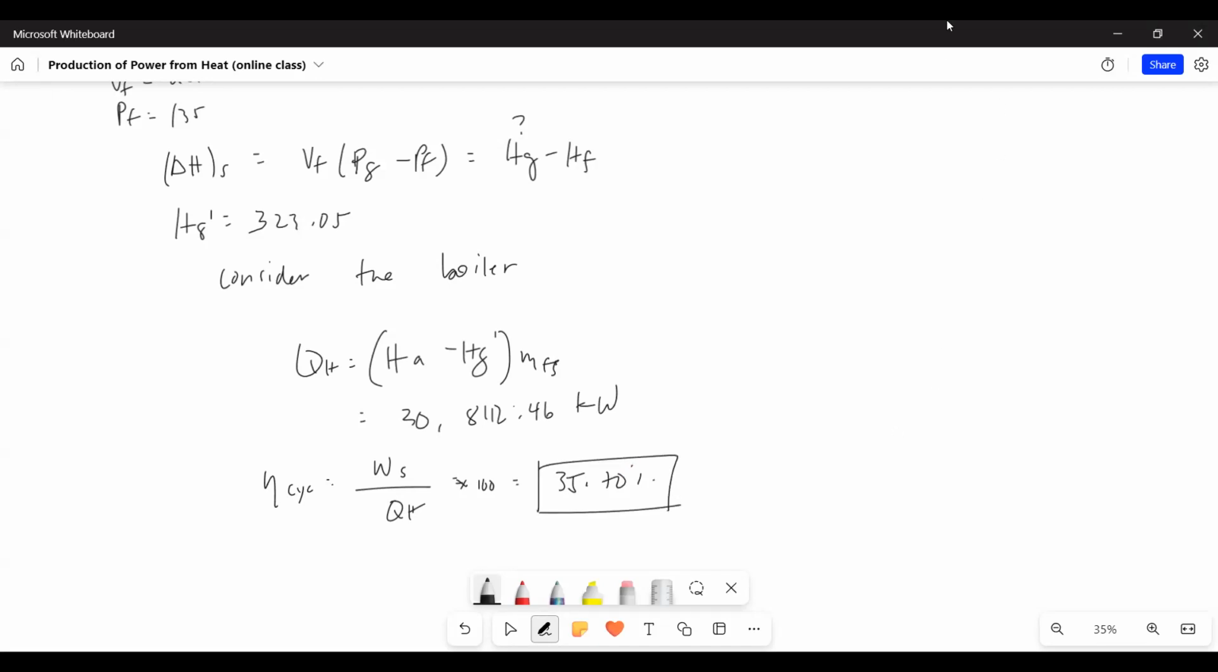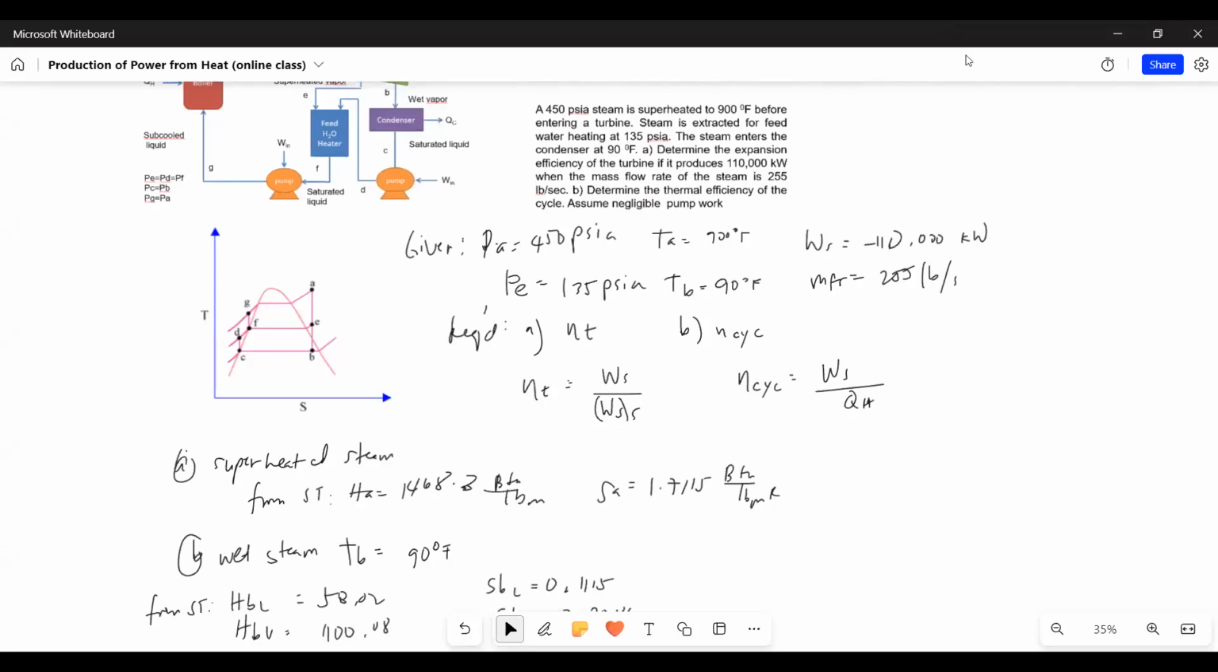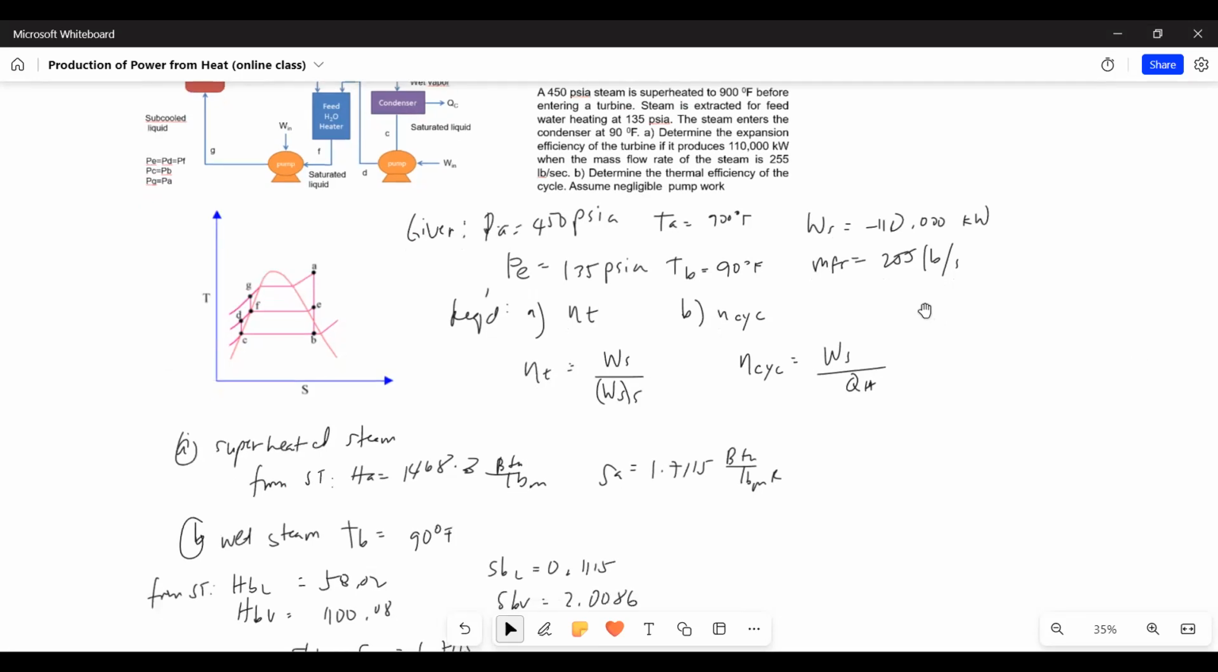Okay? You may be wondering, is it okay that we only assumed HD prime and HG prime? Why not actual? First, we're not given the pump efficiency, so we cannot really solve the actual. And it was stated that pump work is negligible. So the difference between HG and HG prime, and between HD and HD prime, we can also consider negligible. Okay, so let's end the discussion here.